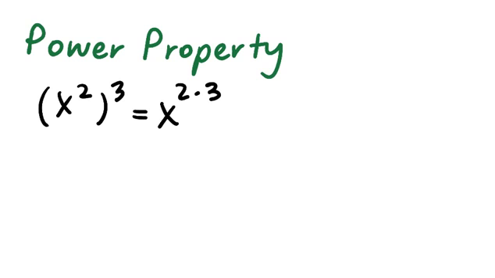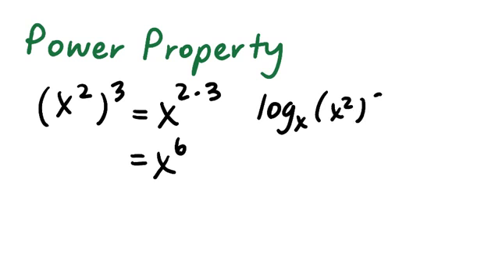Okay, for the power property, we remember what happens when we take x squared to the third power. We have x squared times x squared times x squared, which ends up with 6 total powers of x. Or we could say I multiplied the powers. So when we're talking about the log property that corresponds to this, I'm going to talk about the log with base x of x squared to the third. And maybe I ought to put parentheses around it just to be sure.